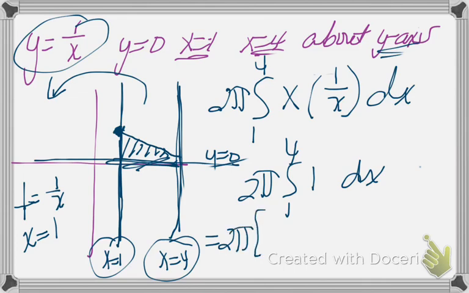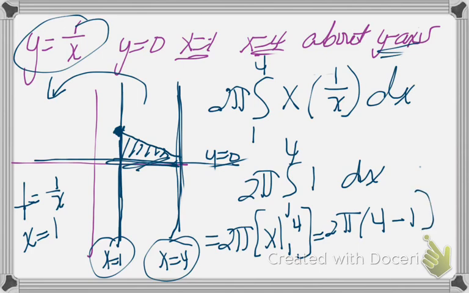So the antiderivative of 1 is just going to be x as it goes from 1 to 4. So we get 2 pi times 4 minus 1. So 4 minus 1 is 3, and we're going to get 6 pi. So that would be a non-calculator, pretty easy one for you to calculate. And that's it for the homework.